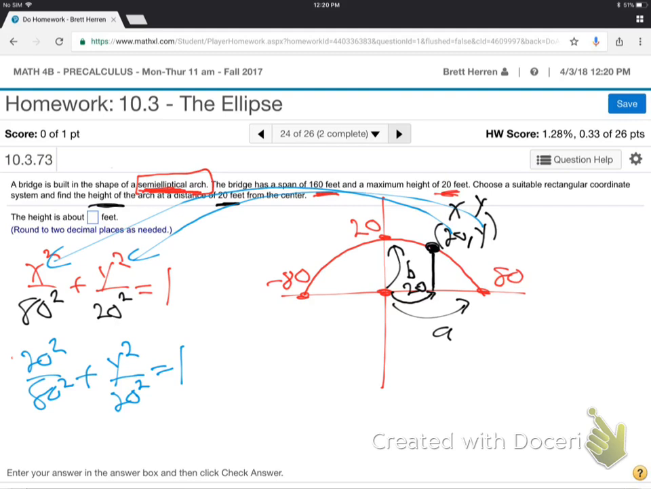So I found the equation, and now I'm trying to find a point on the edge of the shape. Remember, all the points that are on a graph make the equation true, don't they? That's why I'm able to plug it in. All right, let's solve this thing. 20 squared, you get 400 over 6,400 plus y squared over 400 is 1.